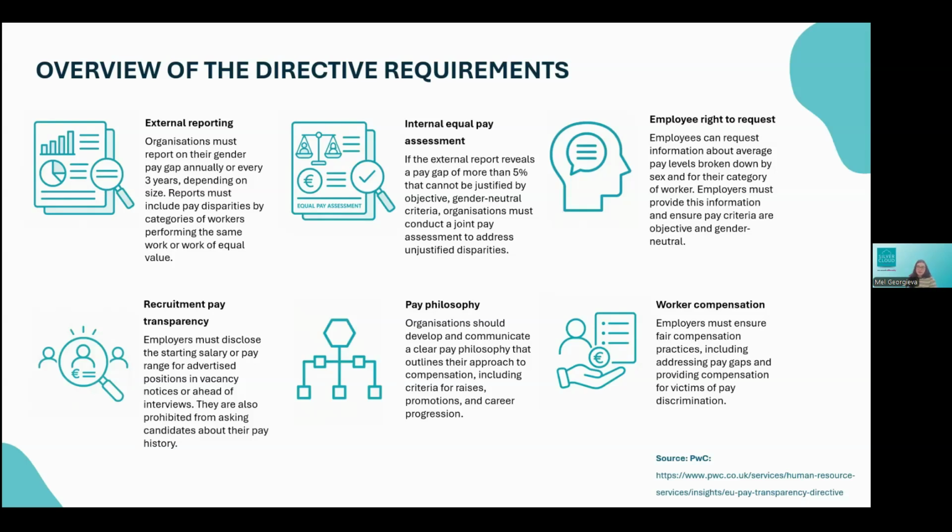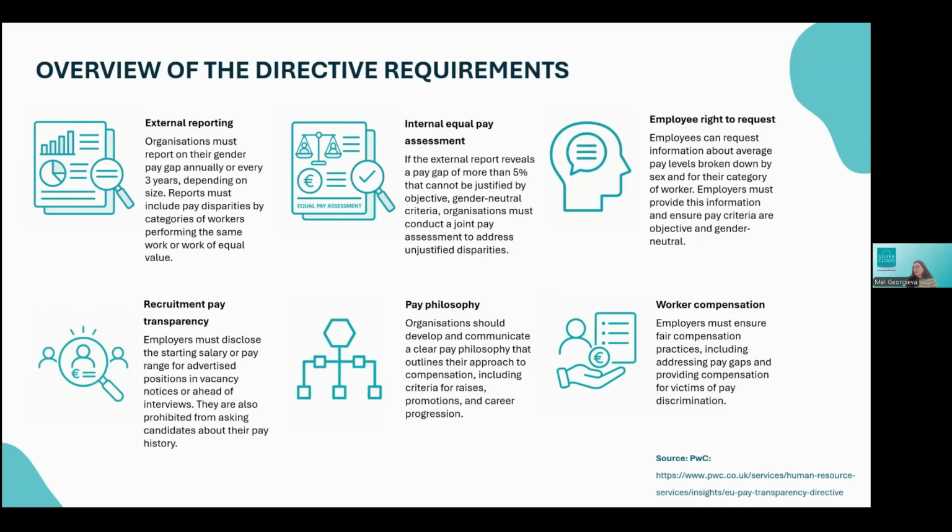When it comes to the pay transparency, a really interesting new update is that EU employers must disclose the starting salary and pay ranges for advertised positions and vacancies in their recruitment process. They're also prohibited from asking candidates about their pay history as well. There's also an element around pay philosophy. So organizations should develop and communicate a very clear pay philosophy that outlines their approach to compensation, including their criteria for raises, promotions, and career progression.